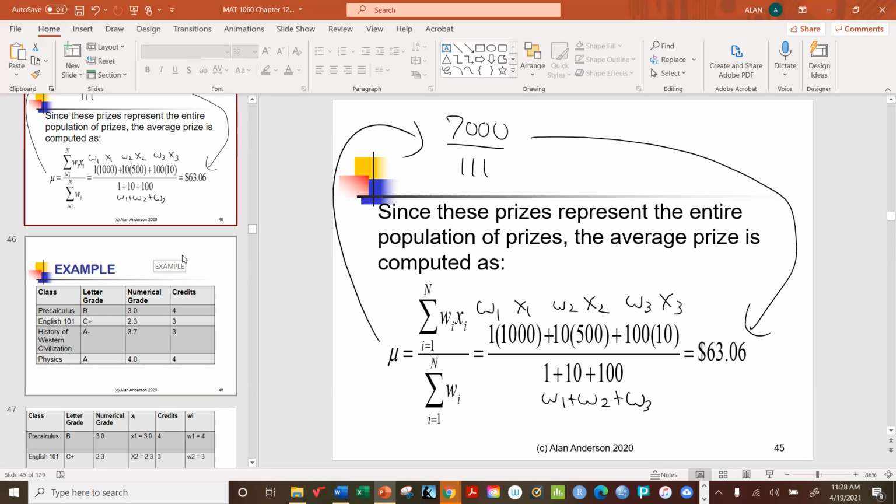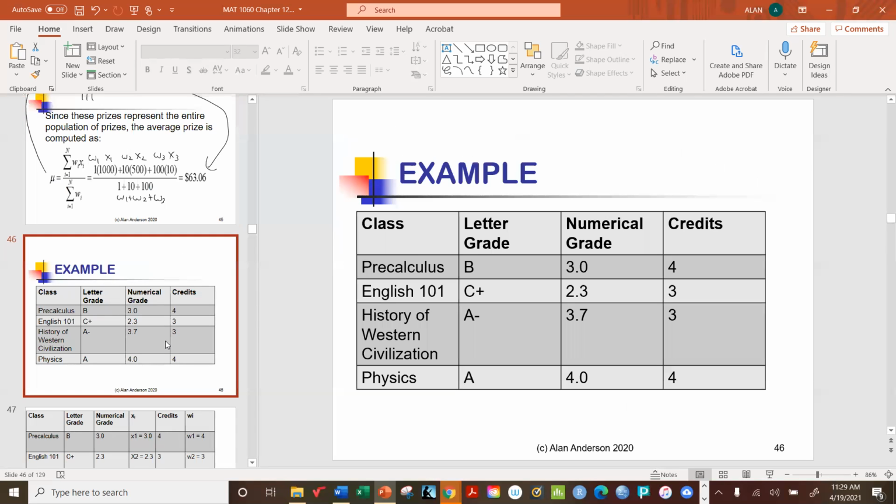So imagine the following situation. I've put together a fictional transcript from a student, and I'm showing the classes that this person took, the letter grades, the numerical equivalents, and the credits, and we're going to use this information to come up with their GPA for the semester. All right, so imagine this is you. You signed up for these 4 classes. Those are your grades. In the middle, we have the equivalent values.